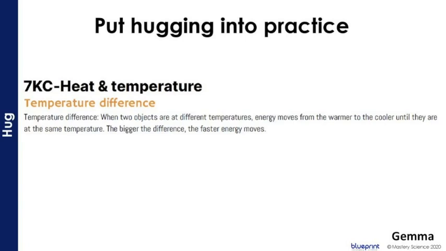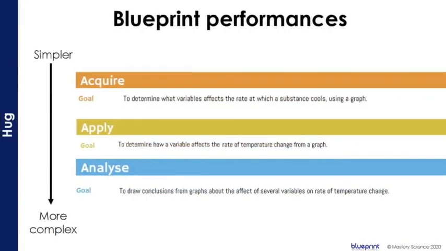Gemma will explain. Yeah, so I'm going to explain this in the context of this key concept, which is heat and temperature from Year 7 Unit Energy. So this is the understanding, the main idea that we're trying to get students to understand. It's all about temperature difference and what affects how quickly energy moves from warmer to cooler. So let's have a look how we build that understanding then through these 3 stages. So we start with acquire, we go on to apply, and we go on to analyse.